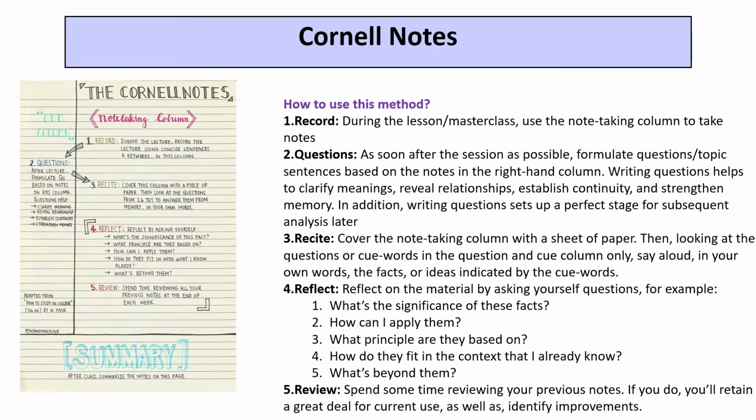Today's session is going to be on the supernatural, and looking quickly at my Cornell notes for this masterclass, one of the questions might be, how does Macbeth react to the witches? You want to cover those notes and see if you can answer that question in your own words. Or one of my subheadings is light and darkness. Cover my notes and can I talk about that topic sentence?